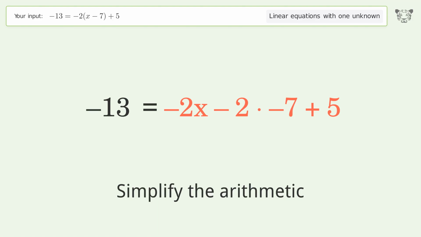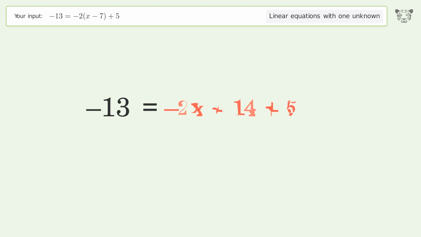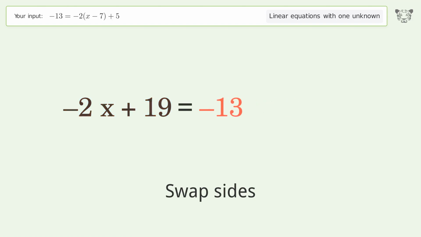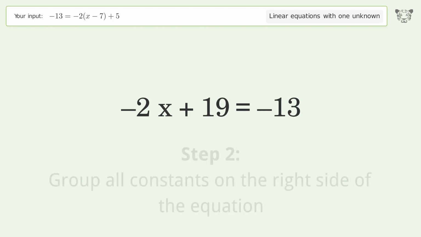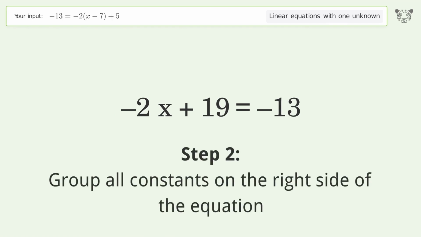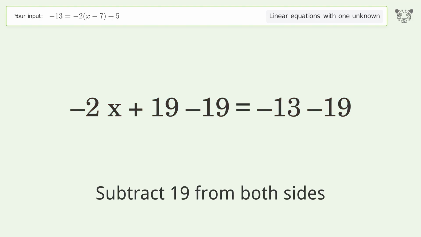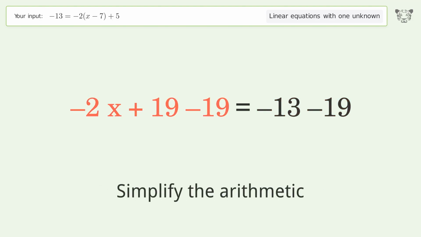Simplify the arithmetic. Swap sides. Group all constants on the right side of the equation. Subtract 19 from both sides. Simplify the arithmetic.